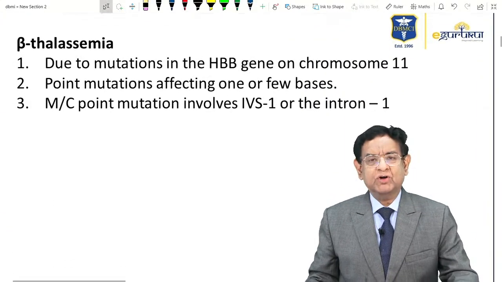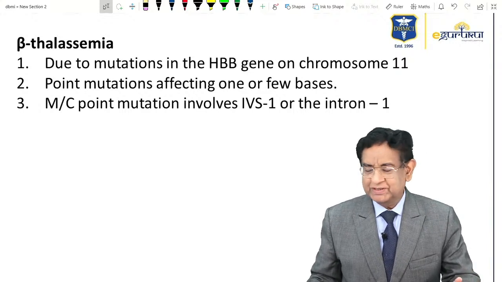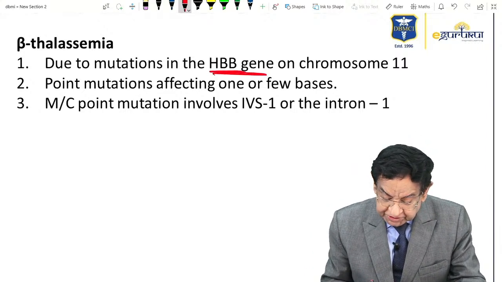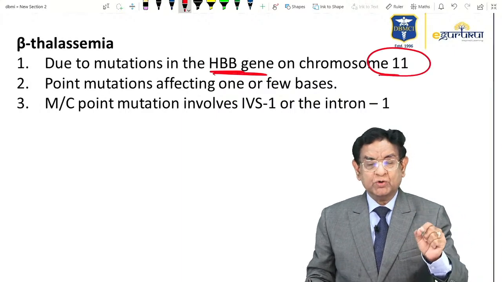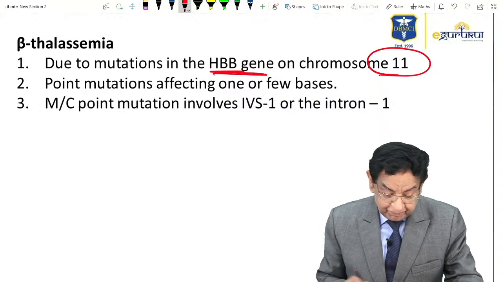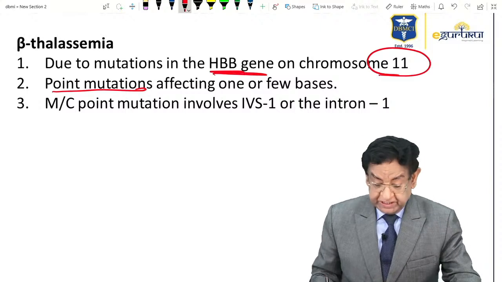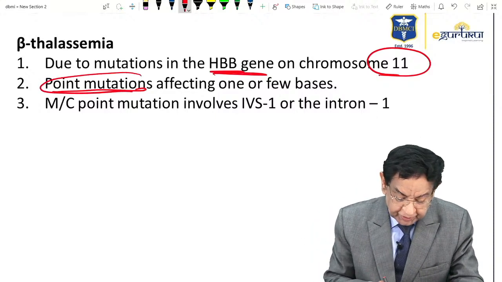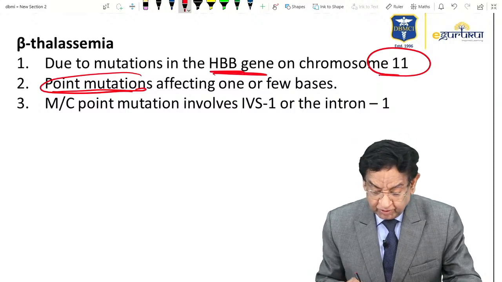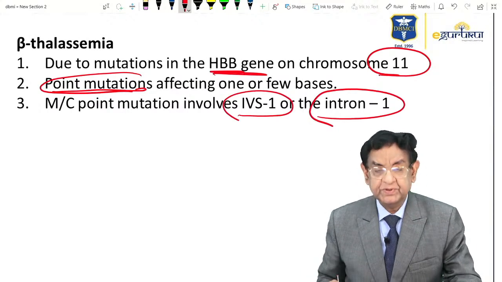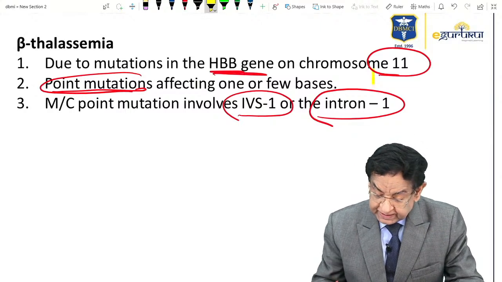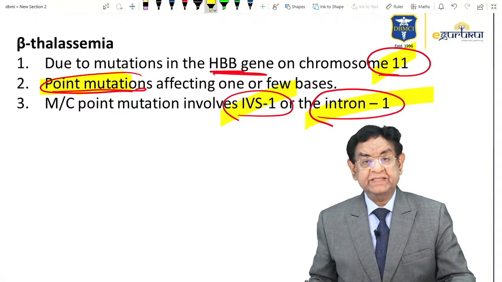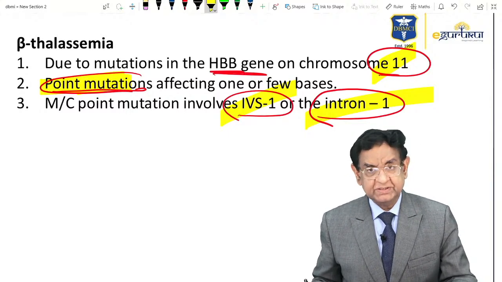So I hope your concepts are absolutely clear about alpha thalassemia. But invariably in the exam they ask about beta thalassemia, which is really confusing, but don't worry, I'll make it clear in just one minute. First of all, it's a mutation in the HBB gene on chromosome 11. You should remember chromosome 11. The basic genetic problem is a point mutation. The most common point mutation involved is IVS1, or intron 1. So the keywords to remember are chromosome 11, point mutation, and IVS1 or intron 1.